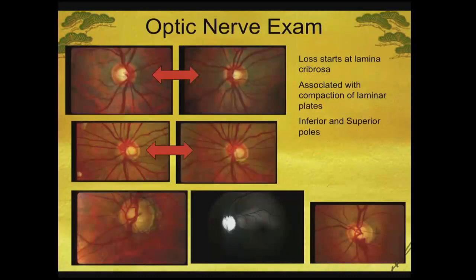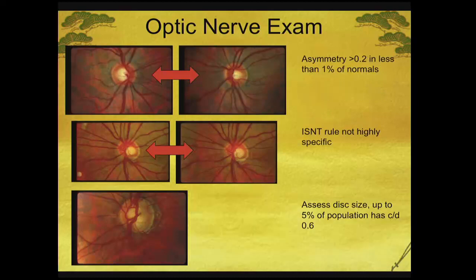Okay, so some other facts about the optic nerve exam. Loss starts at the lamina cribrosa. Histologically, there's compaction of the laminar plates as nerve tissue is lost. And loss tends to occur at the superior and inferior poles. Asymmetry is a hallmark of glaucoma because less than 1% of the normal population has asymmetry of greater than 0.2 cup to disc ratio. The ISNT rule says that the inferior rim should be thicker than the superior rim, which is thicker than nasal, which is thicker than temporal. We teach that a lot, but you have to understand that it's not highly specific for glaucoma.